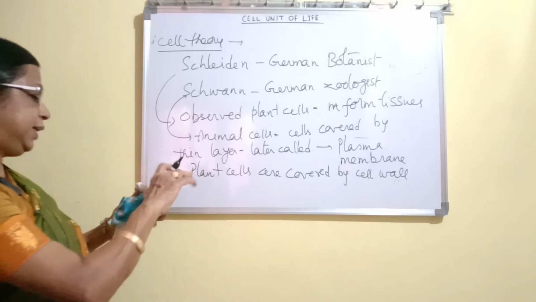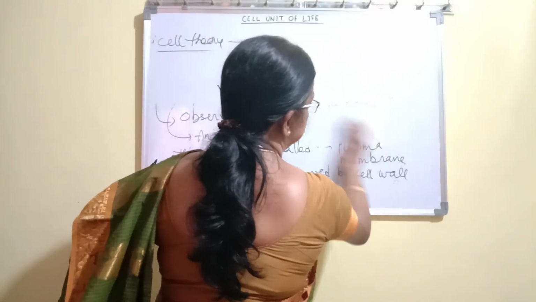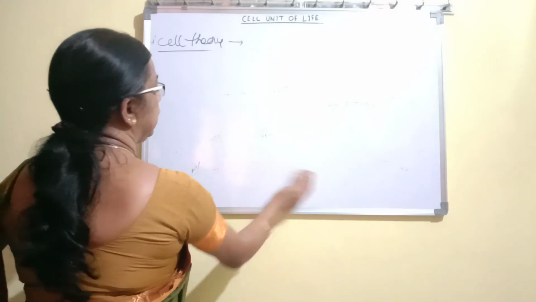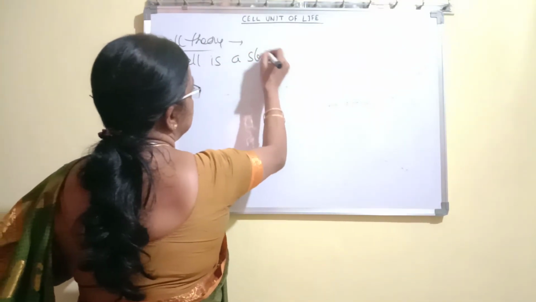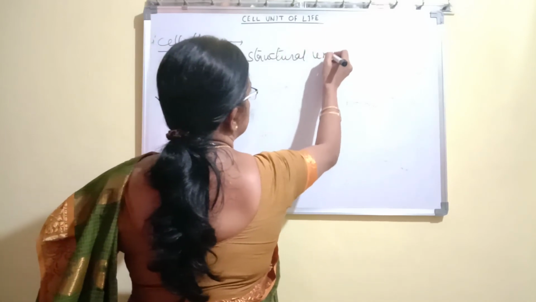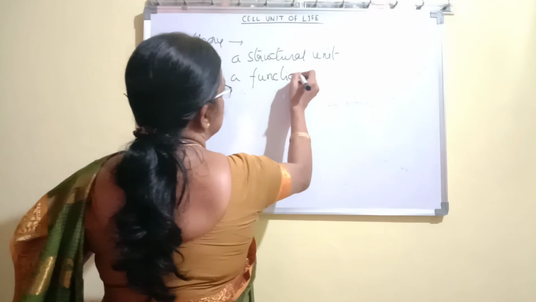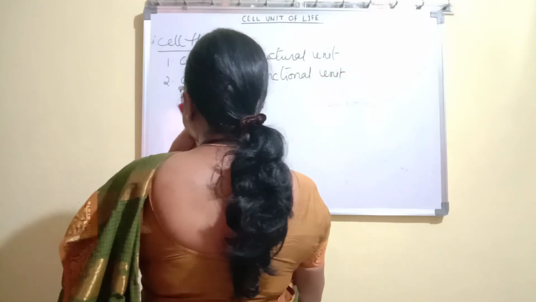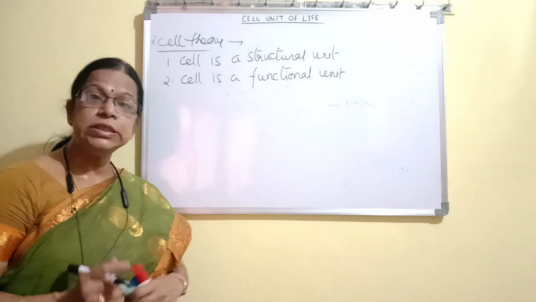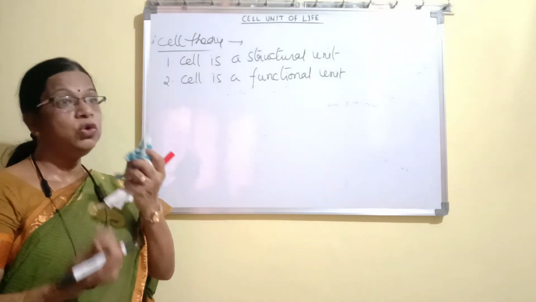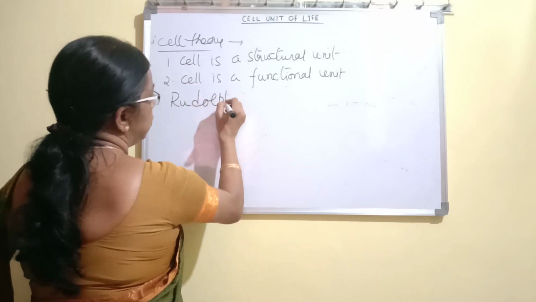So based on these studies, Schleiden and Schwann gave two statements. The two statements of the cell theory are, cell is a structural unit. The second statement, cell is a functional unit. Cell is a structural unit, and also cell is a functional unit. But the drawback of this theory was, they could not explain how the new cells are formed. So the idea of formation of new cells was given by another scientist, Rudolf Virchow.